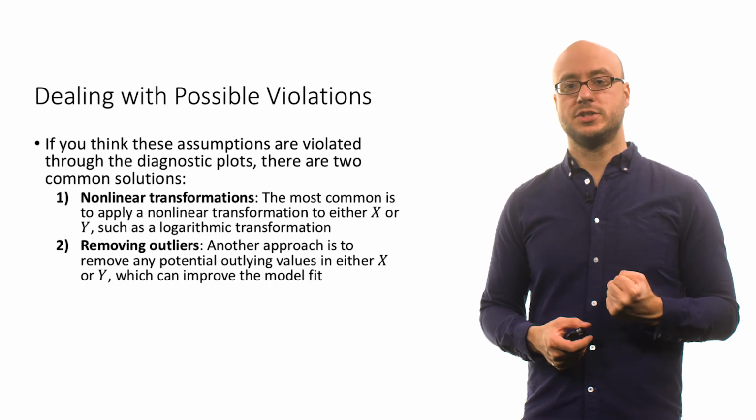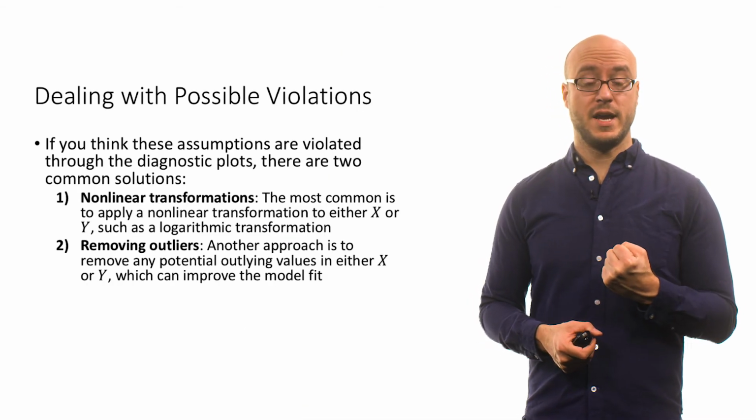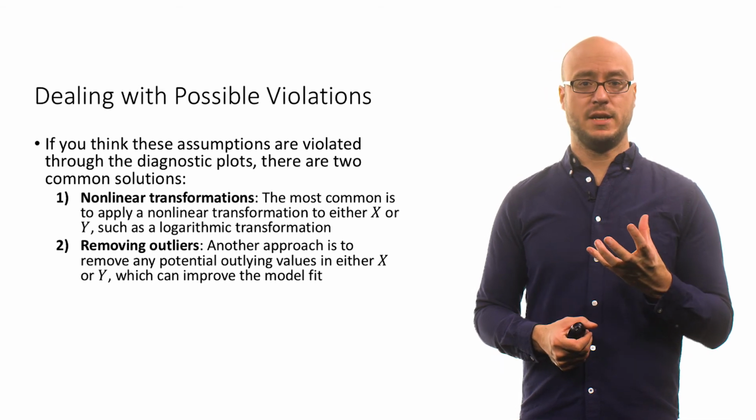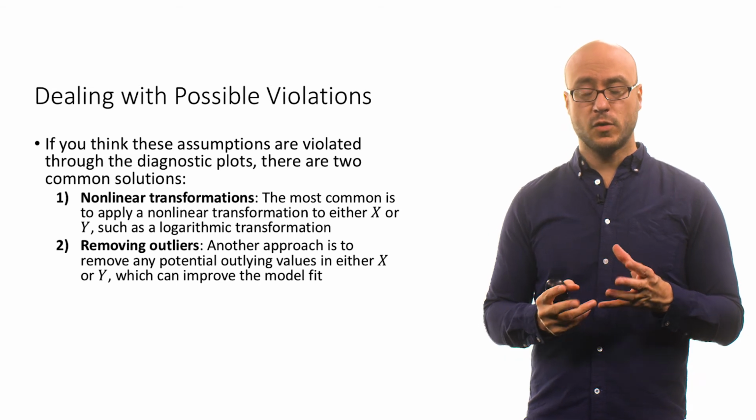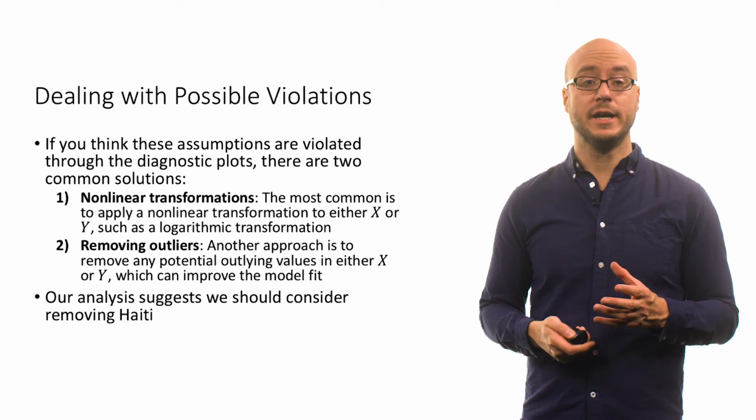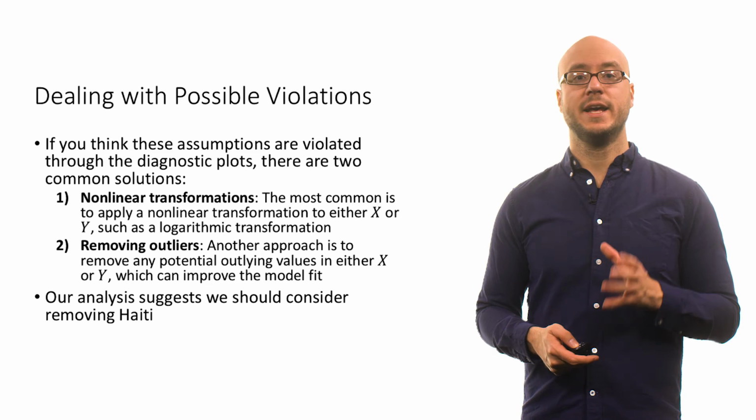Another and related solution is to remove outliers. The idea is that you might want to remove any potential outlying value in either x or y, and that can improve the model fit. For example, in this case, we have Haiti, which is an outlier. So we might consider removing Haiti.